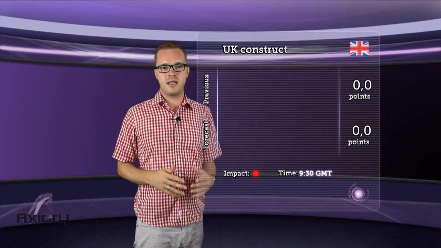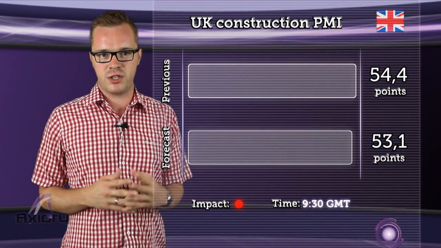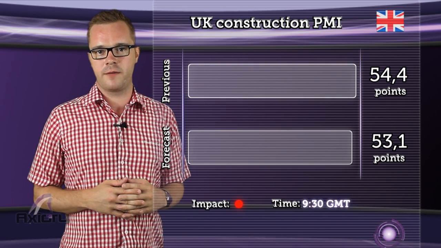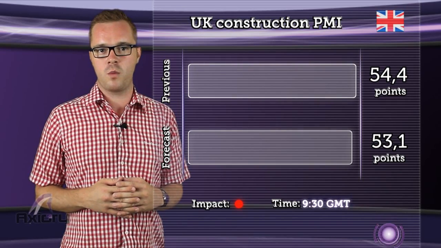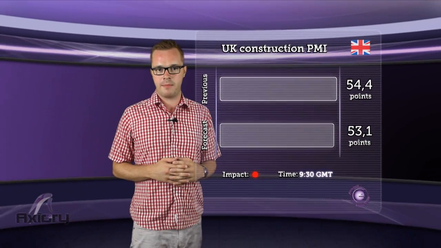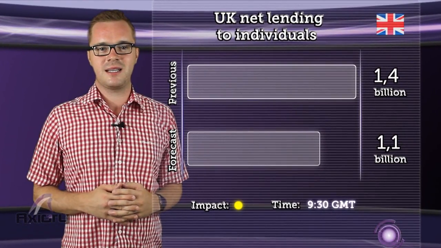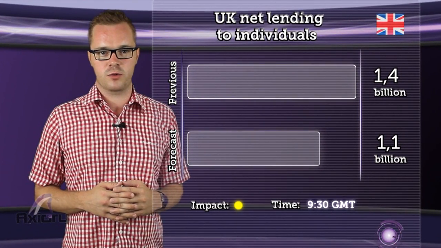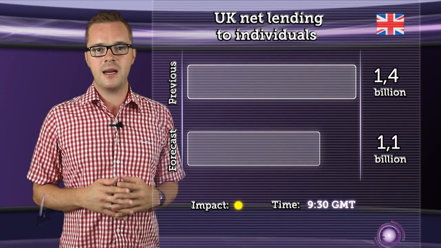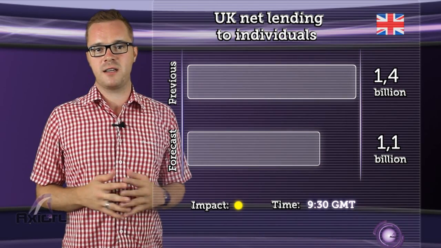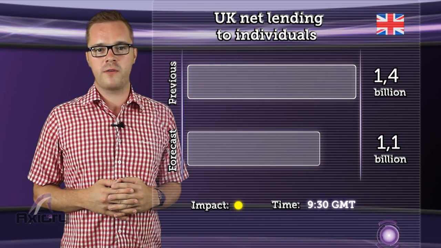First news for today concerns the UK construction PMI, which is going to be released at 9:30 a.m. GMT. It's expected a slight decline from 54.4 to 53.1 points. Also, it will have a high impact on the cable. Also at 9:30 a.m. GMT, statistics about net lending to individuals will be published in the UK. In a previous report, net lending rose 1.4 billion, while now is expected growth of 1.1 billion. Moreover, it will have a medium impact on the sterling.